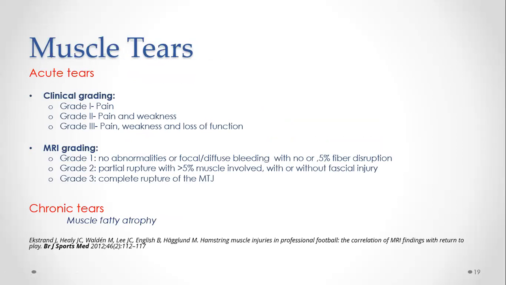Quantifying muscle injuries is very important for management, deciding whether to treat patients conservatively or surgically. There is clinical grading and MRI grading. We'll go over the MRI grading. And by the way, this grading system is only for acute muscle injuries. For chronic muscle injuries, really all we see is muscle atrophy with fatty infiltration.